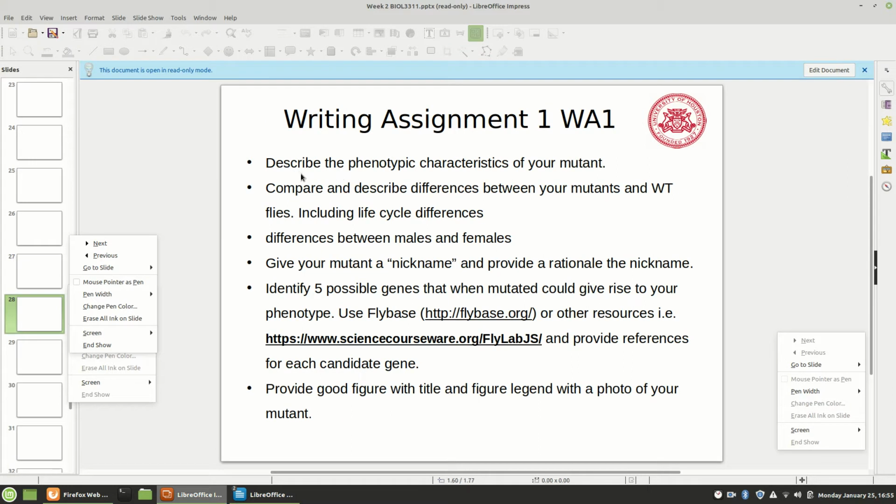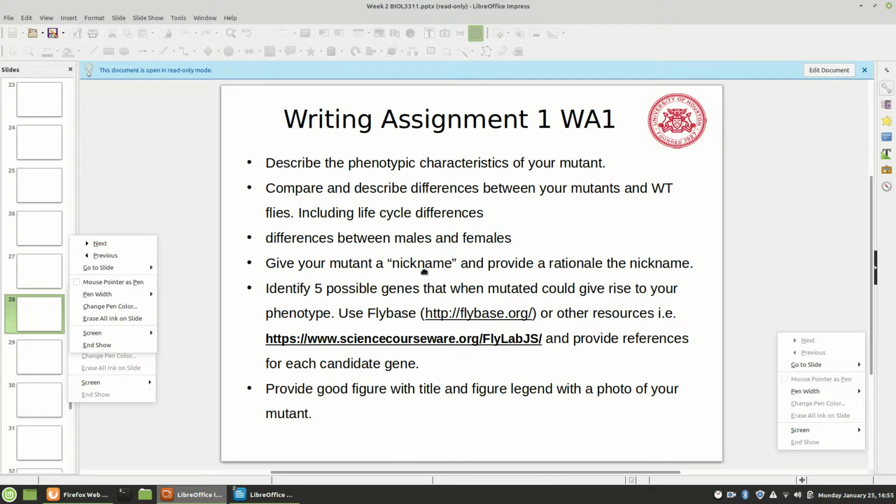All right, now writing assignment 1. So this is one that I will grade. It describes the phenotypic characteristics, and it describes the difference between your mutants and your wild types, the difference between males and females. You need to give it a nickname. So you don't know what it is when it's unknown. Later on, we'll find the real name for it. But right now, you just have to give it a nickname based on what you found.